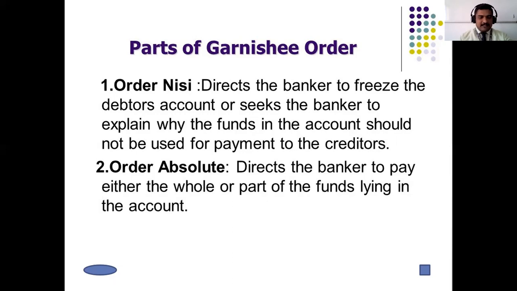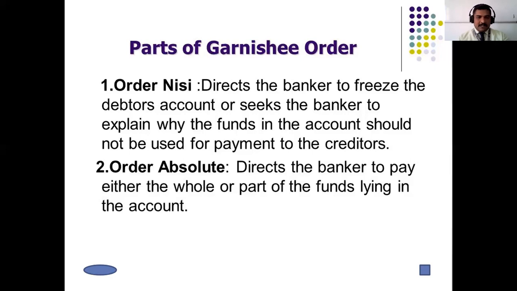If the bank accepts to freeze and give to the third party, then in the second order the court will direct the banker to pay either the whole or part of the funds lying in the account. If the bank tells the court that it is not able to give the money because the customer is liable to the bank also, then the court will leave the case, and the third party can seek other ways to get the money from the bank customer. So that is the first part.